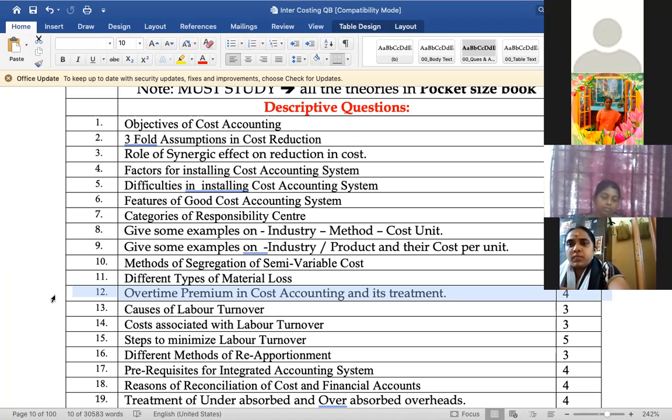Overtime. For 10 rupees you have to give 20 rupees. The first 10 rupees is normal wages. The additional 10 rupees is called what? Overtime. We did the calculation also last time, right? Yesterday. Are you comfortable? Very good. So this time, overtime based calculation.